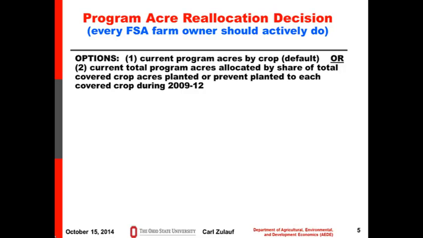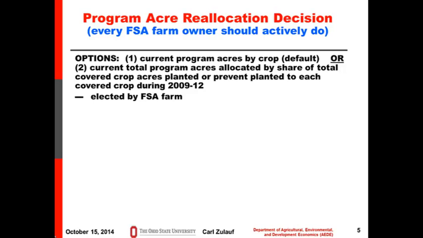The alternative, or the option to reallocate, is your current total program acres allocated by the share of the covered crops, and covered crops is the same as program crop, acres planted or prevented planting to each of the program crops during the 2009 through 2012 years. So the first thing to note is that compared to the yield update decision, which used the years 2008 through 2012, the program base acre or program acre reallocation decision uses the years 2009 to 2012.